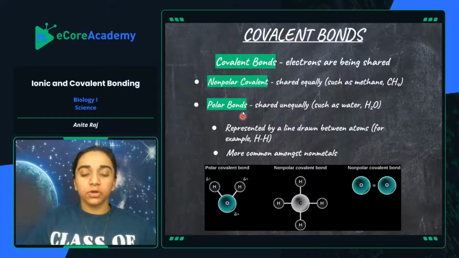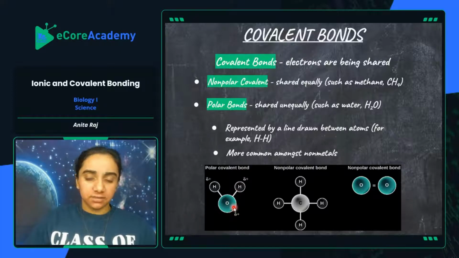However, you have it says polar bonds. It should say polar covalent bonds. So polar covalent bonds occur when electrons are shared unequally, such as water, which is H2O. So you see this oxygen here, and you see the 2 hydrogens. And you see these signs. These mean partial positive, and these mean partial negative. Because what happens is the electrons spend more time around the oxygen than the hydrogens.